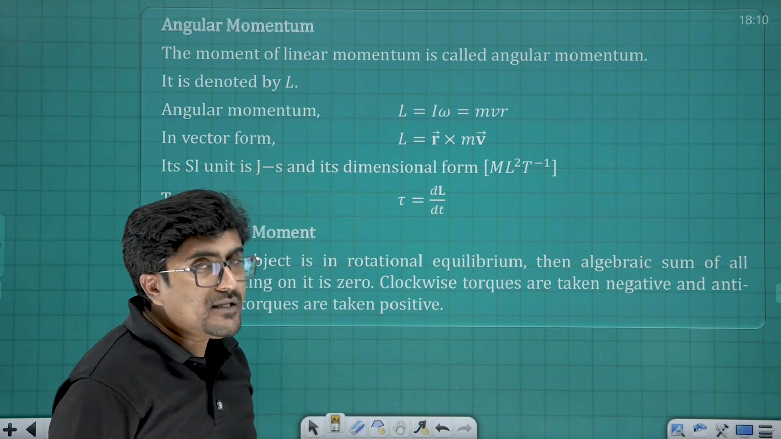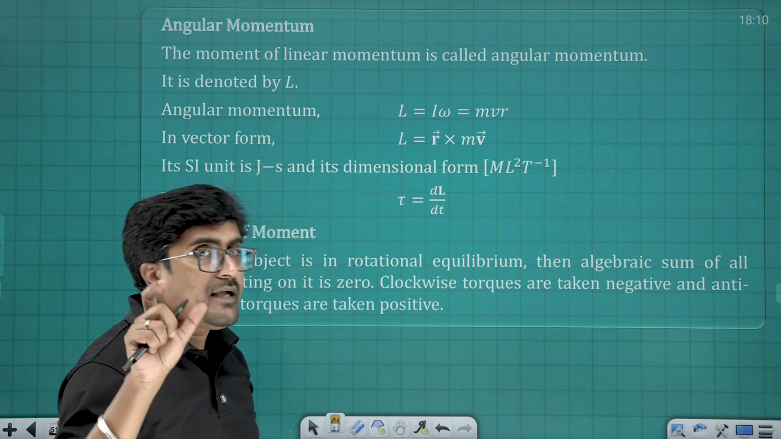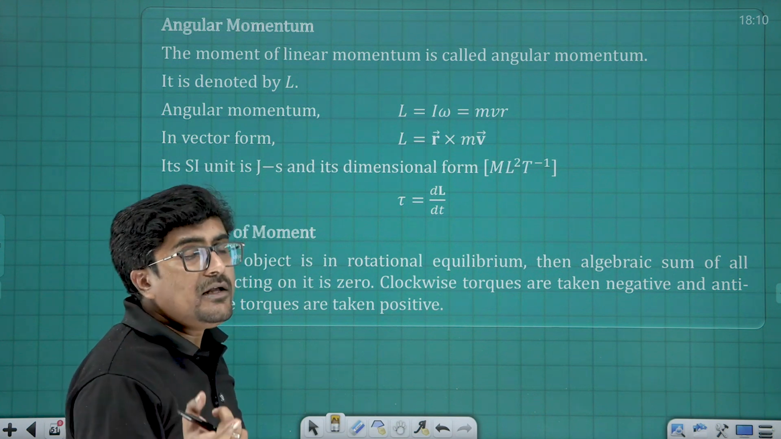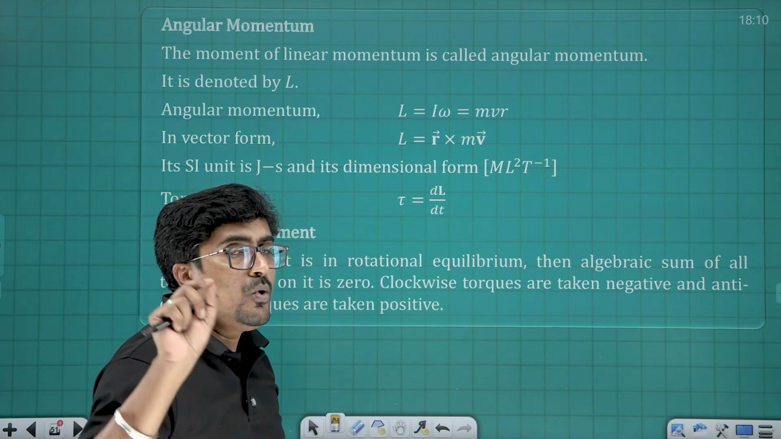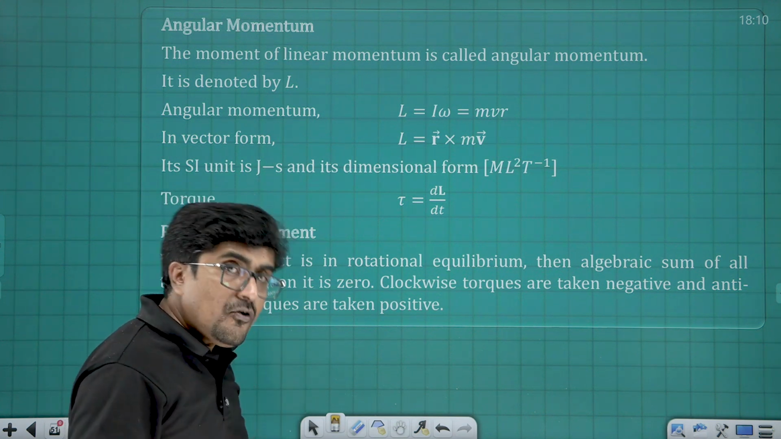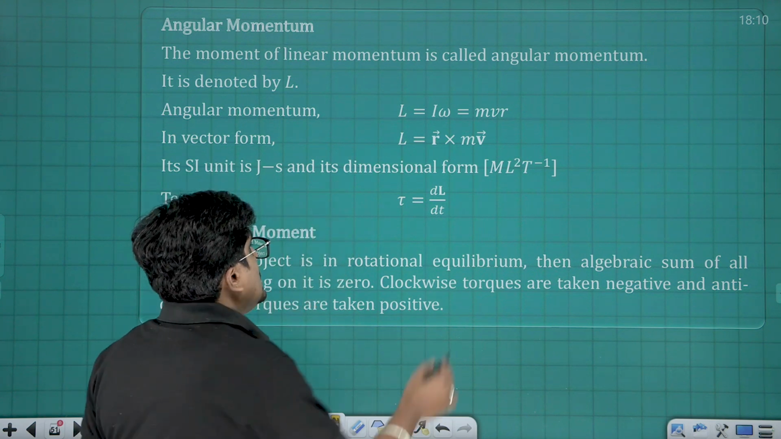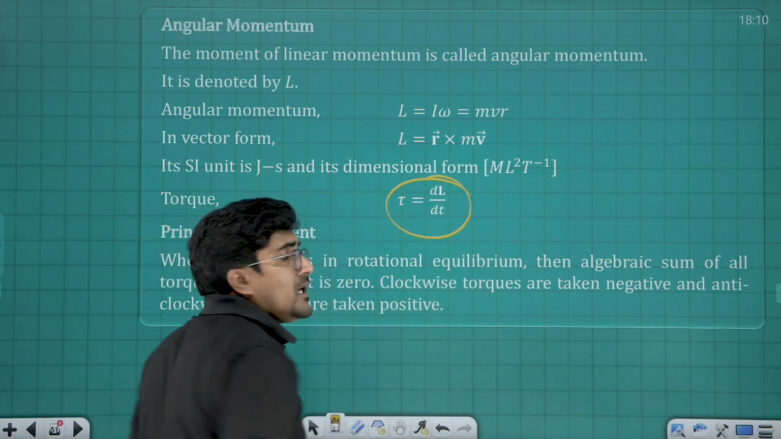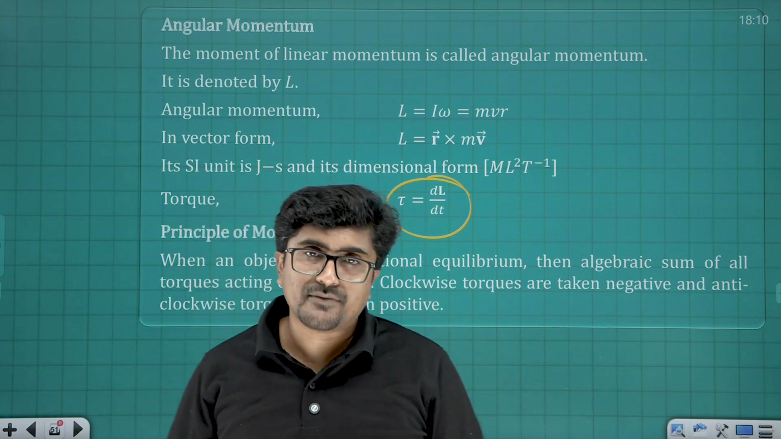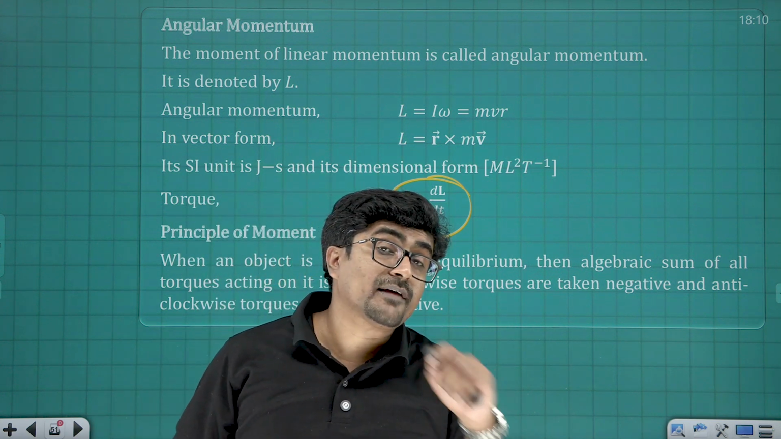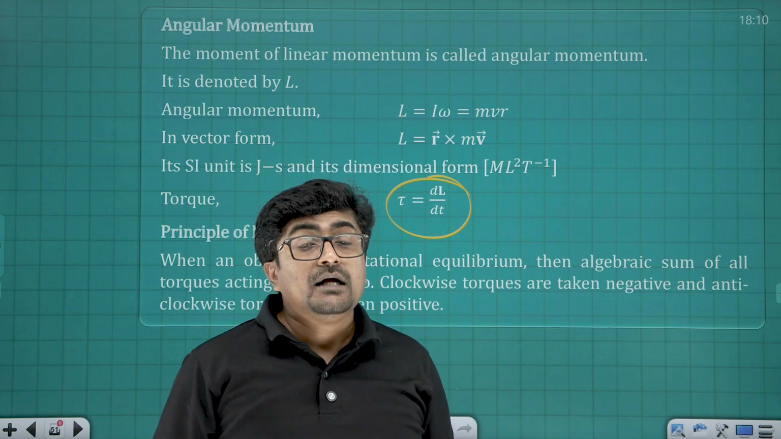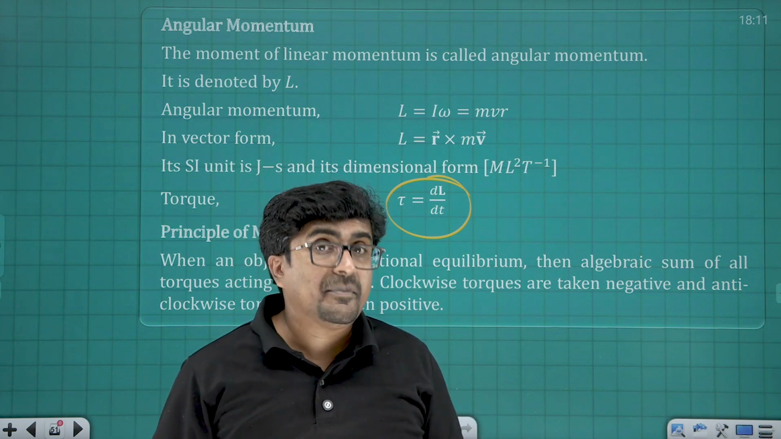Angular momentum is moment of inertia multiplied by angular velocity, or for a particle, it's going to be m v r. In vector form, it's going to be r cross m v. And if there is no external torque acting, the law of conservation of angular momentum says that the angular momentum of the system will remain constant.